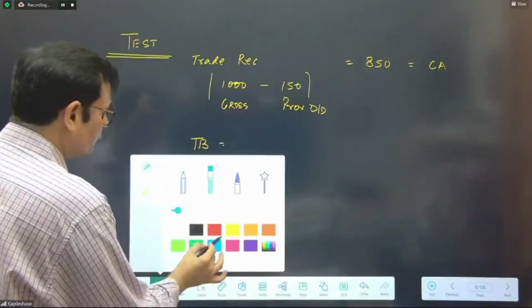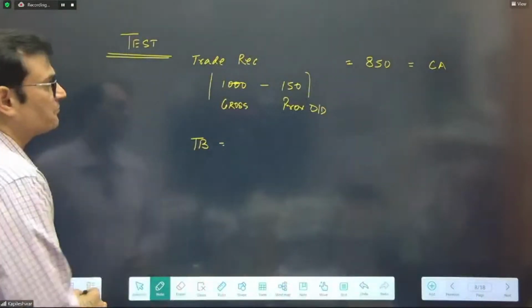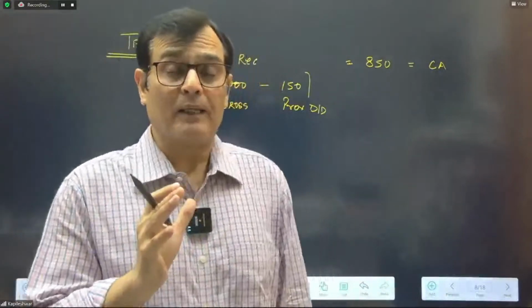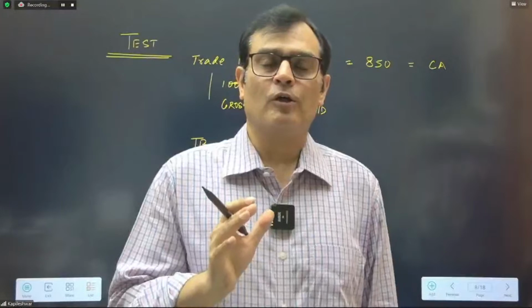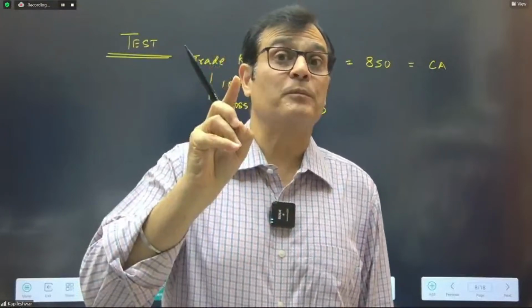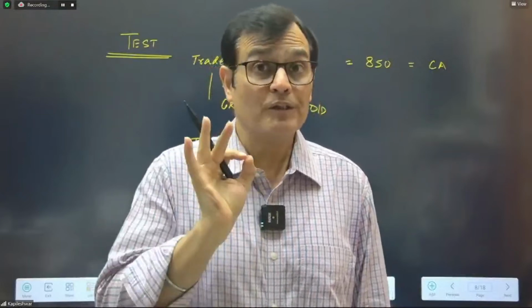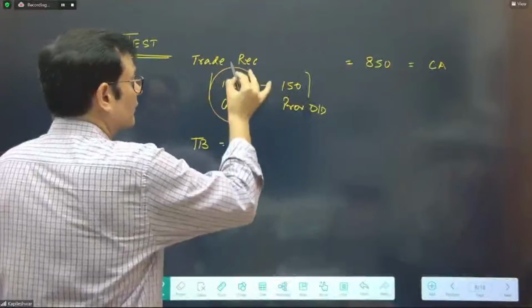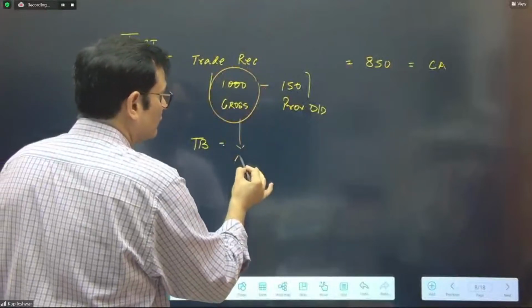There is a huge misconception that people have, that when they apply the definition to debtors, they look at only the tax base of an asset. Now, what do you need to do carefully? For this particular component, you need to apply the definition of asset.